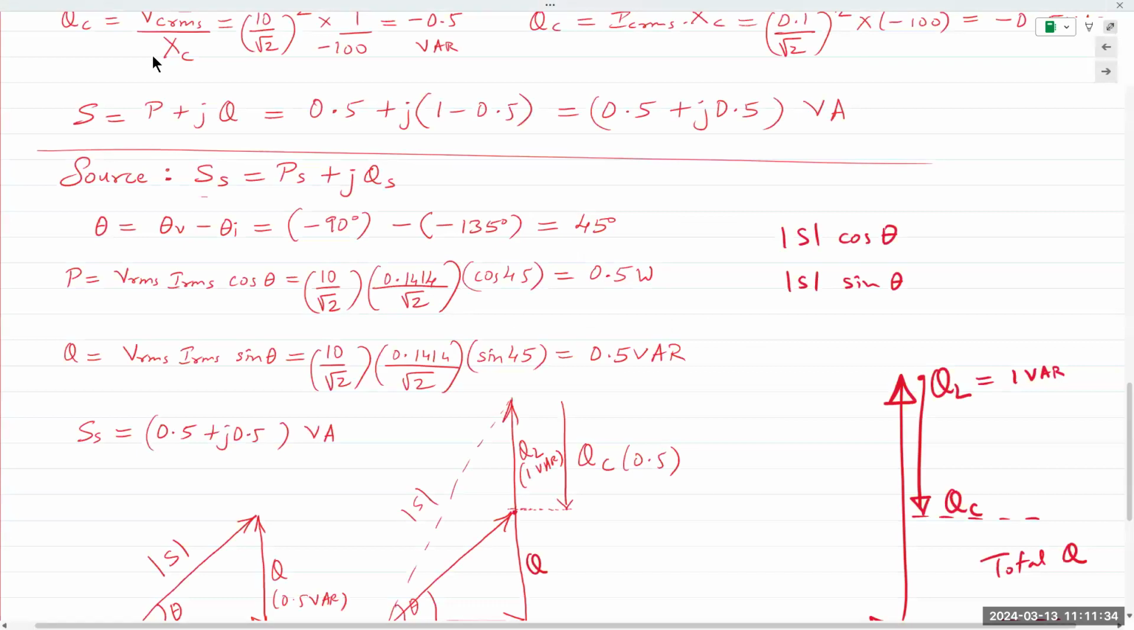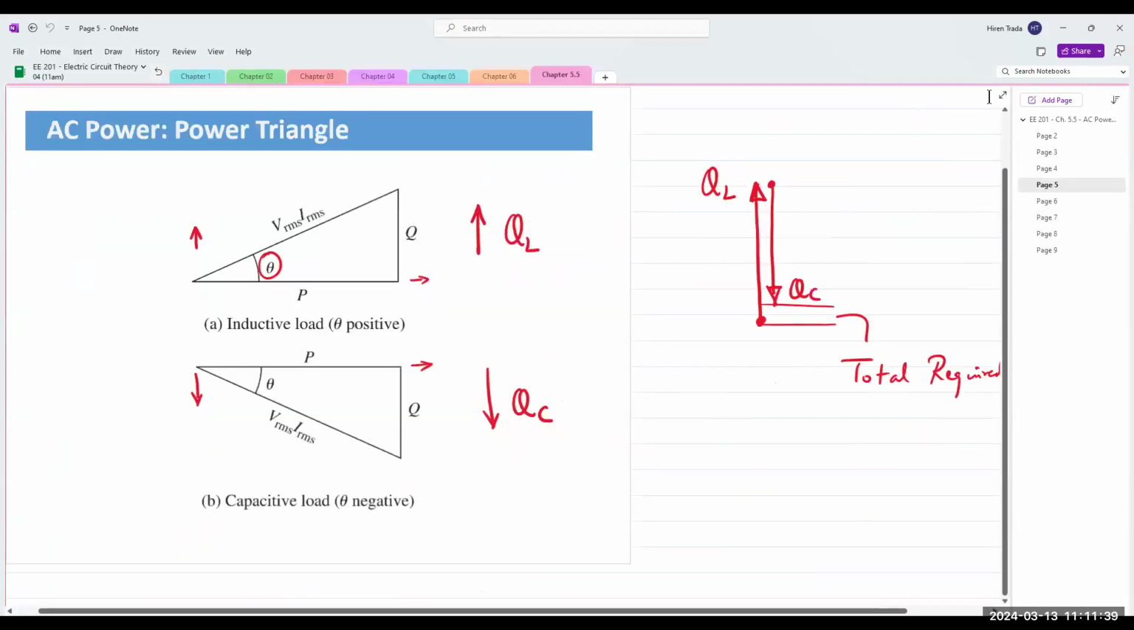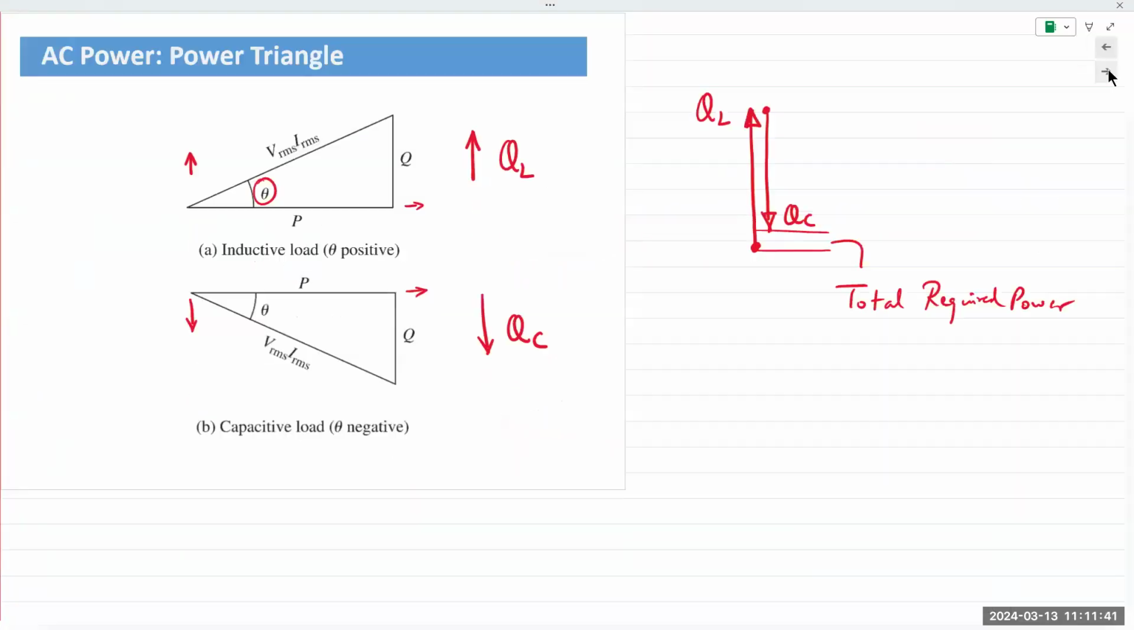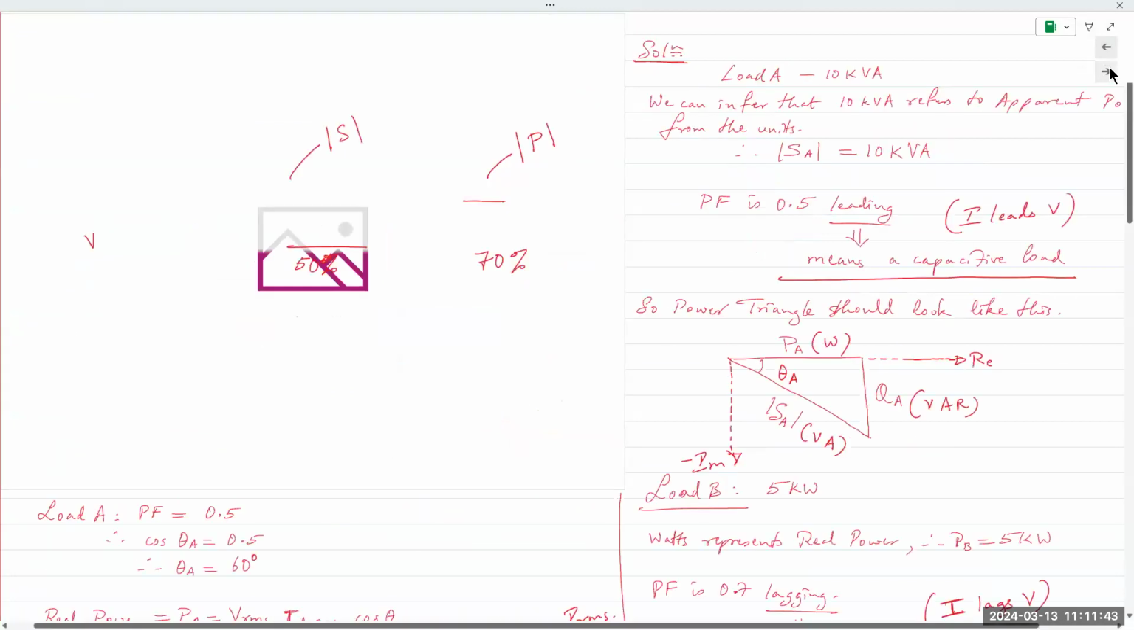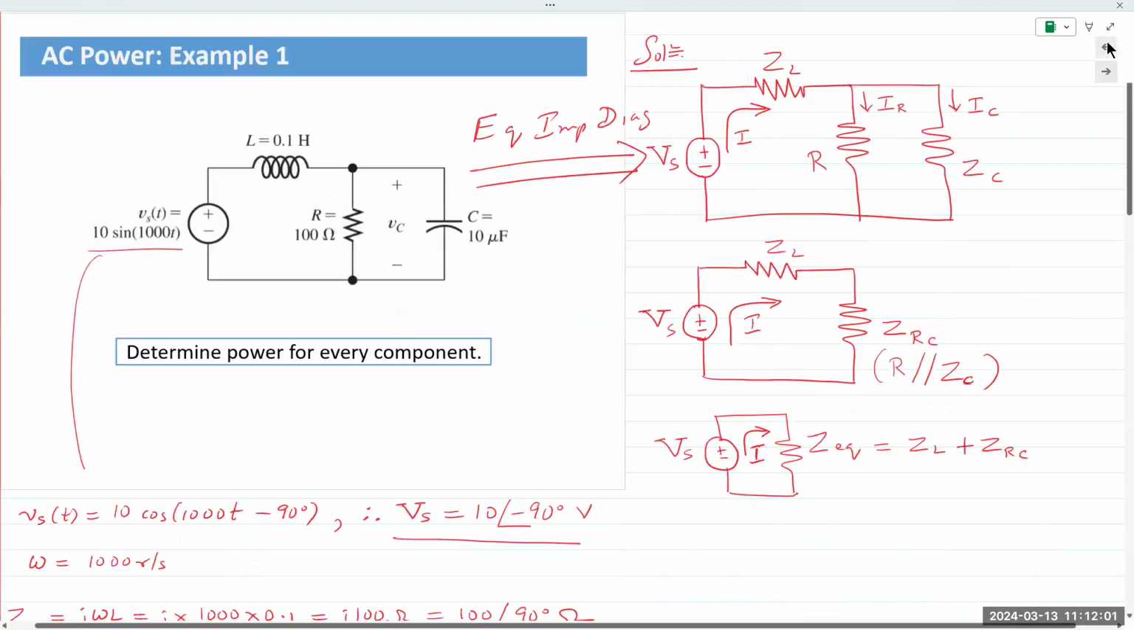Let's see. So section 4. This is example 2. This will not be on the final. Or more accurately, more correctly, I said this type of problem would not be on the final. Okay. This type of problem will be, which is straightforward about finding power for an AC component.